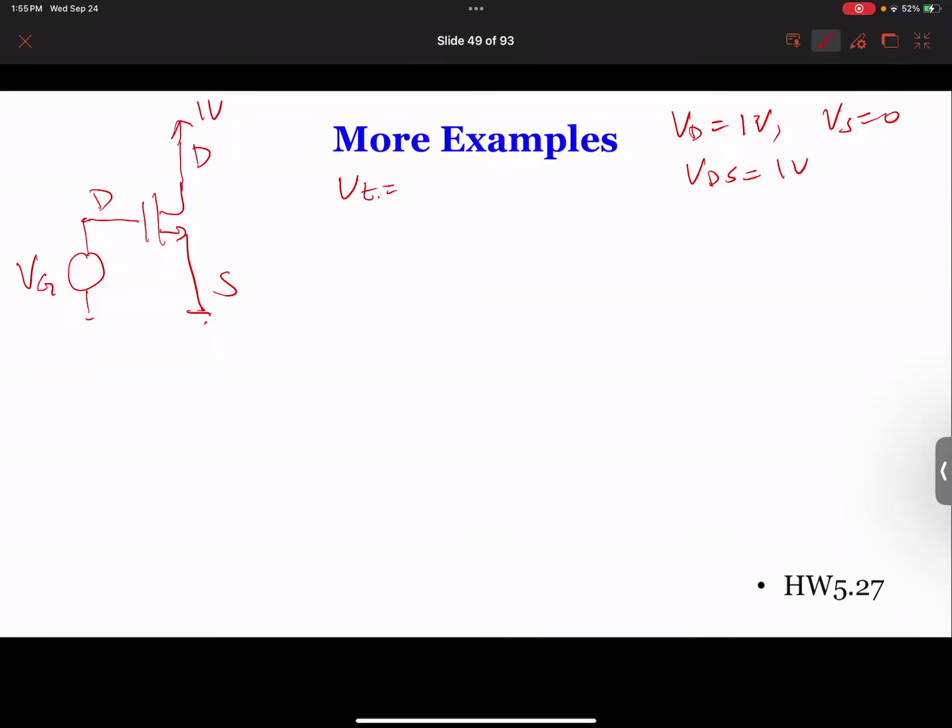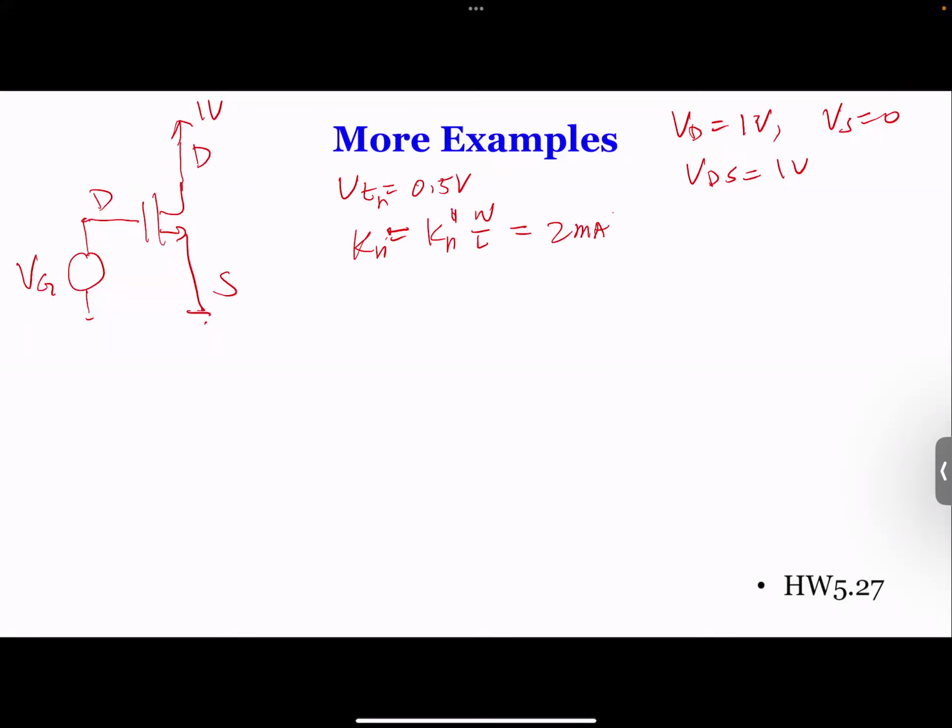But VT is given. Sometimes they neglect the N for NMOS and simply say VT equals 0.5 volts, and Kn, equal to Kn prime W over L, that's one variable, is also given as 2 milliamps per volt squared. So these are the given conditions, and they want you to find ID as a function of VG as VG changes from 0 to 1.8.